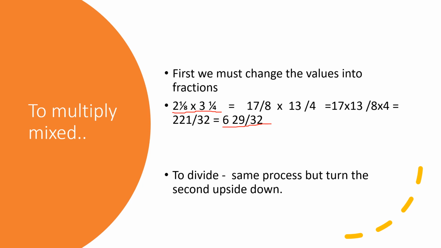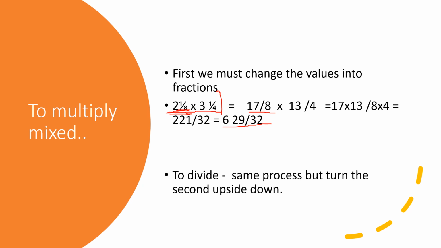And to divide, again, do exactly the same thing, turn your second fraction upside down. So we're going to work out that in this case, 2 1/8. What we do is we do 8 times 2 is 16 plus the 1. And we know that because in every whole one, there's going to be 8 eighths. So 8 times 2 plus 1, we get 17 over 8 as an equivalent fraction to 2 1/8.